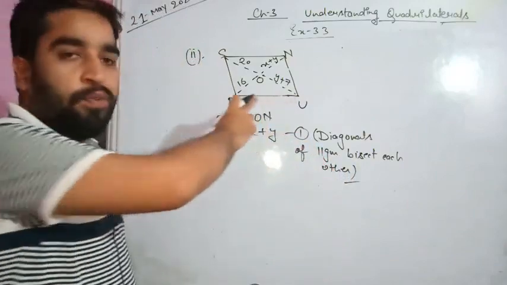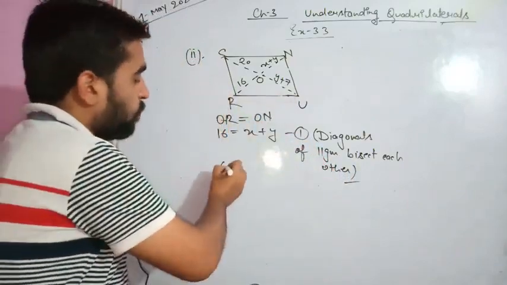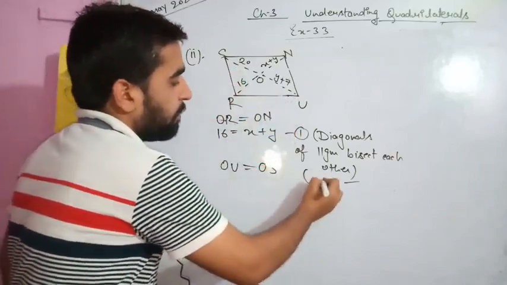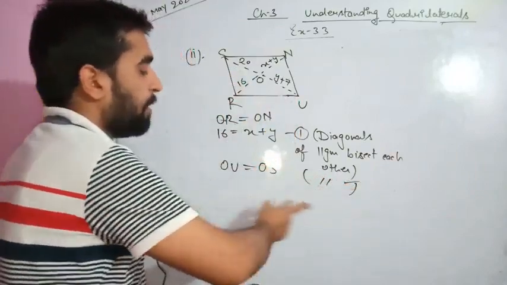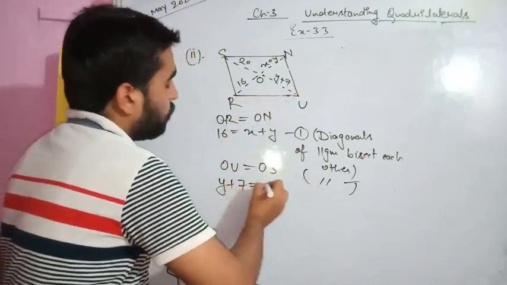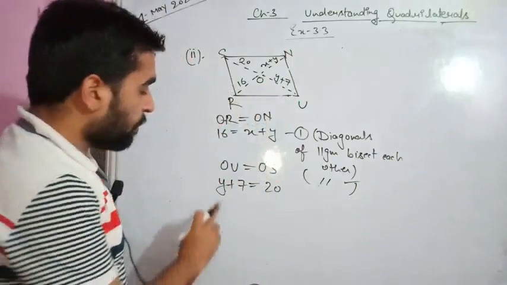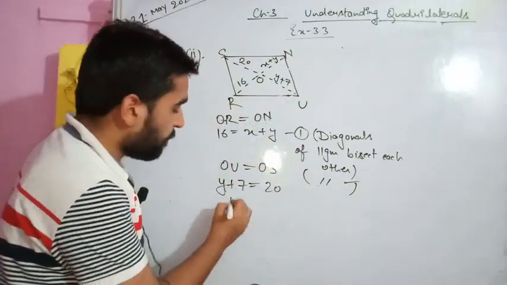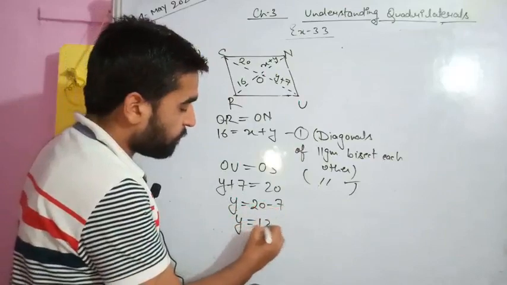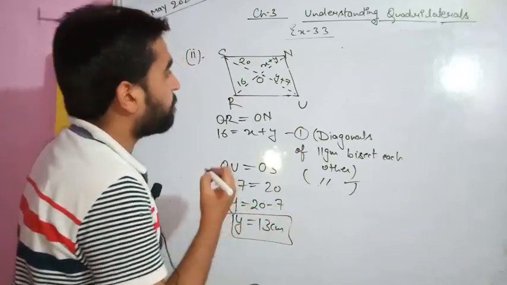Now students, y plus 7 is going to be equal to OU, which will be equal to OS. Why? By the same reason, that is diagonals of parallelogram bisect each other. So y plus 7 will be equal to 20. Now plus 7 will shift to the other side, and become minus 7. So y is equal to 20 minus 7, y is equal to 13 centimeter.